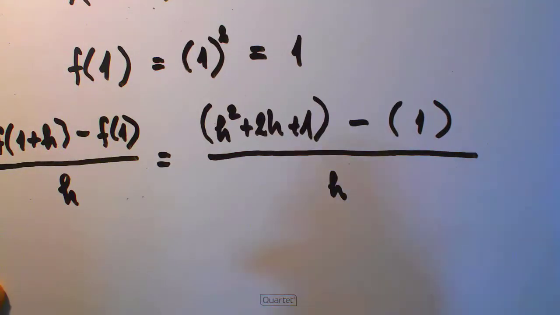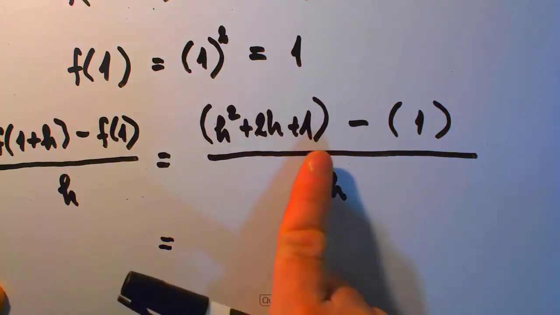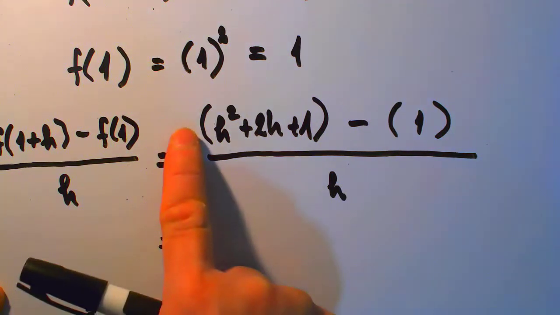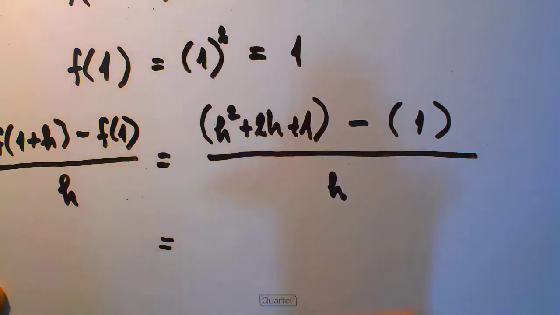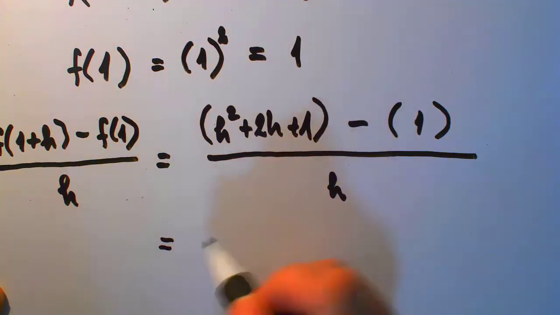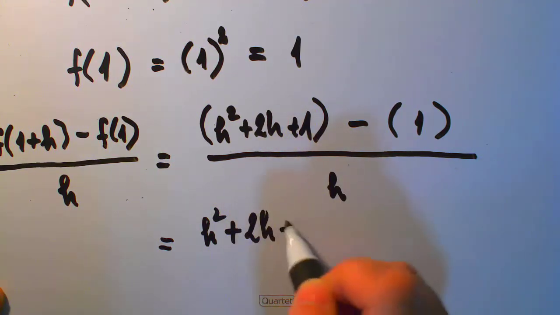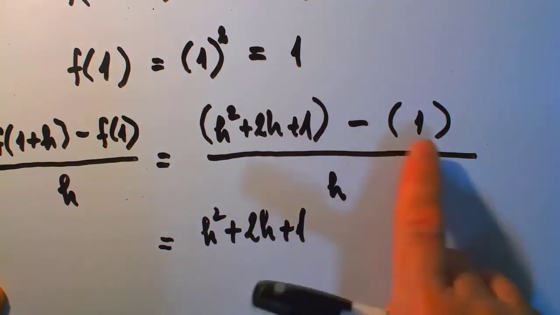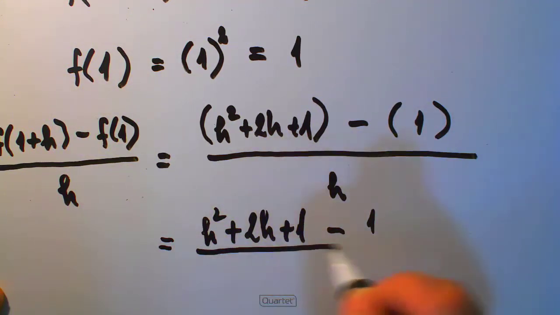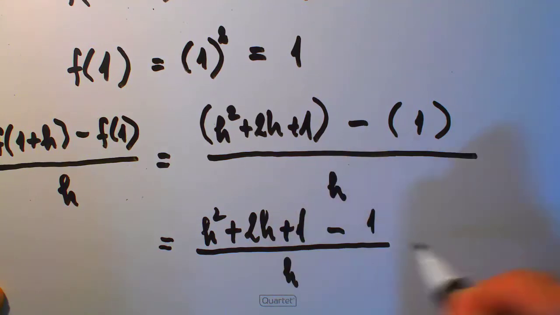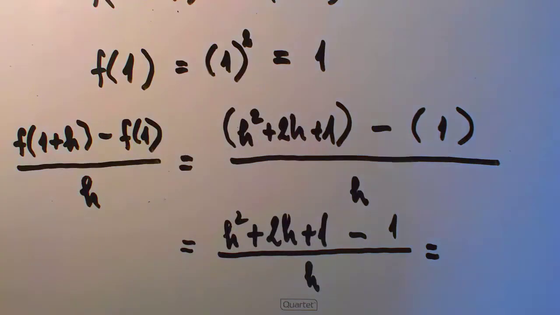And so what I'm coming out with is, I'm going to go ahead and remove the parentheses. It's a positive sign in front of my parentheses here, so we can safely remove them without changing any signs inside the parentheses. So I'm looking at h squared plus 2h plus 1, and then minus 1, and of course over h. And you can see that so far I haven't done anything with that h in the denominator yet.